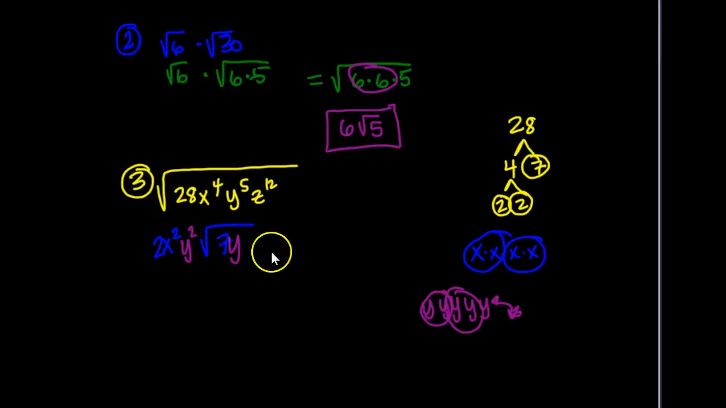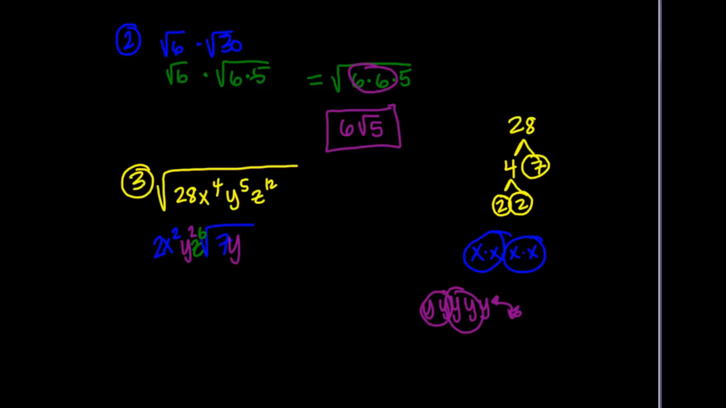All right, so now let's look at the z's. I have 12 z's. So if I write out 12 z's, how many groups of 2 would I have? Yeah, 6, exactly. So z to the 6th, I don't have any left over. So that's my answer: 2x squared, y squared, z to the 6th, multiplied by the square root of 7y.